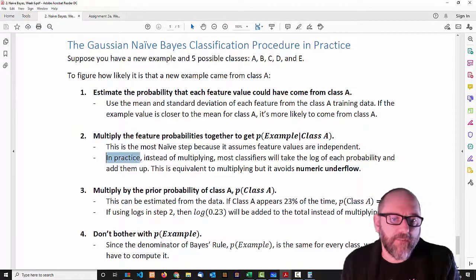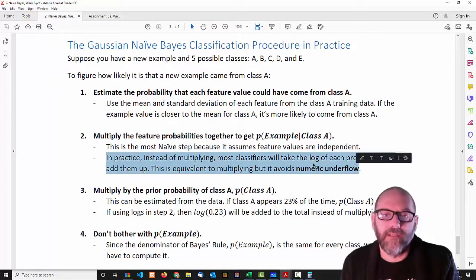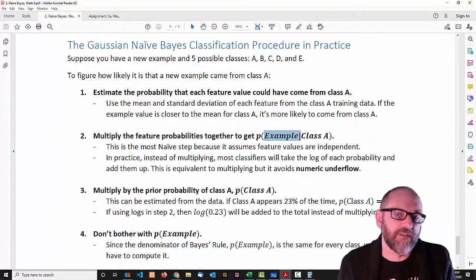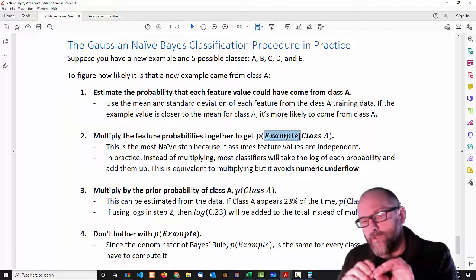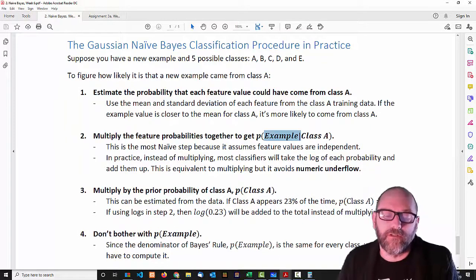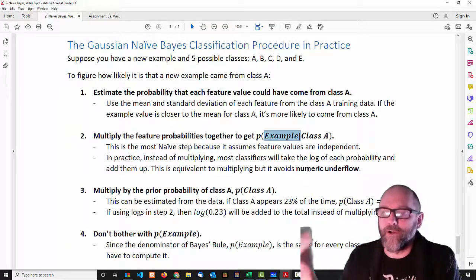Now, I also say here in practice, you tend to get numeric underflow because you're multiplying. Let's say you have 1,000 features or 100 features. You're multiplying numbers that are between 0 and 1. Every time you multiply, you get smaller and smaller and smaller. So you can actually end up going below the precision of your computer system, and you get numeric underflow. It bottoms out at 0.